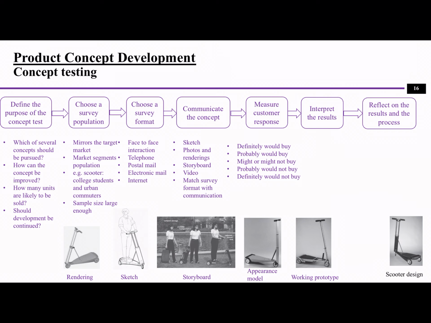The next is to choose our survey population. Survey population means it's better to represent the target market. For example, for this scooter, right? Usually scooters are used by either college students or some urban commuters. So when you are looking for the population of this survey, you probably want to send it largely to people from those two groups. Right. And also, you want to make sure the sample size is large enough so your data can actually represent the market.